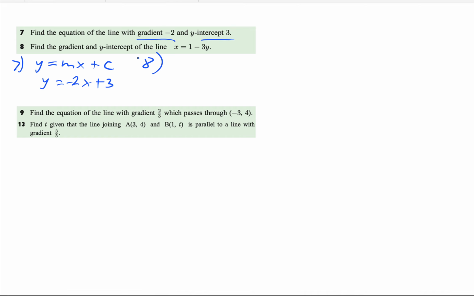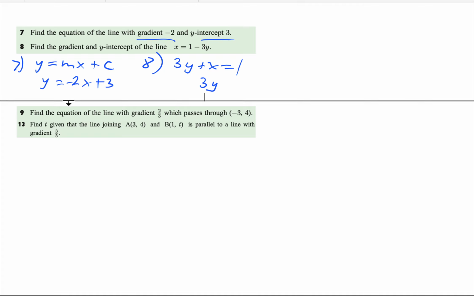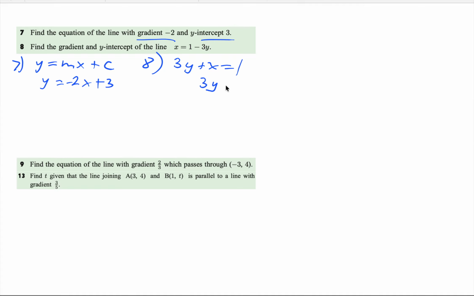Okay, find the gradient and y-intercept of this line. Oh, notice it's not in the format y equals mx plus c. So we have to make that happen to see the m and the c. So y needs to come to the other side. We add 3y to both sides, and we have 3y plus x equals 1. Okay, I will subtract x from both sides.